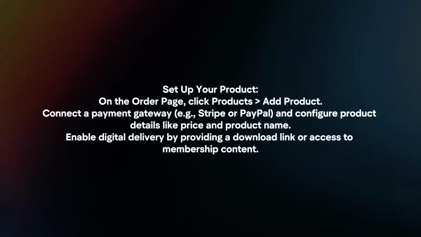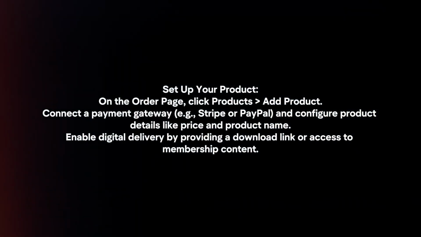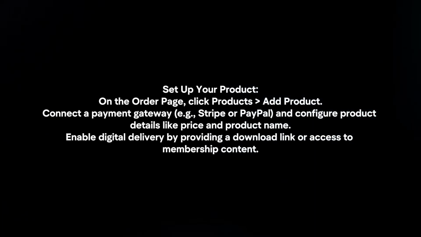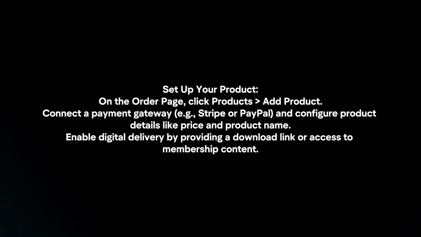Set up your product. On the order page, click Products, Add Product. Connect the payment gateway and configure product details like price and product name. Enable digital delivery by providing a download link or access to membership content.